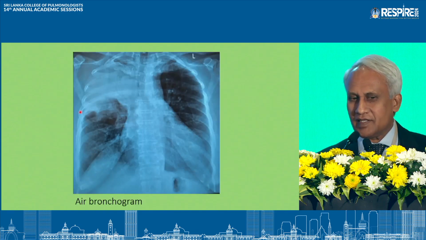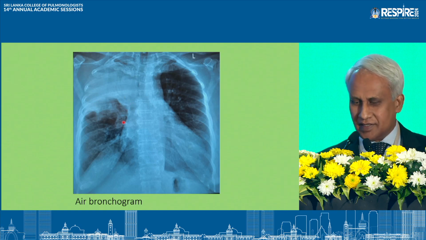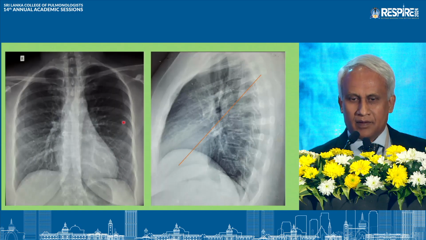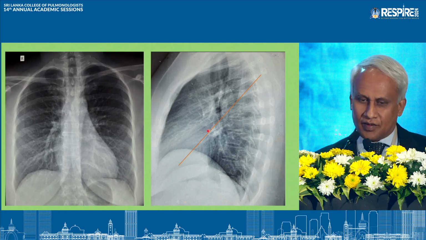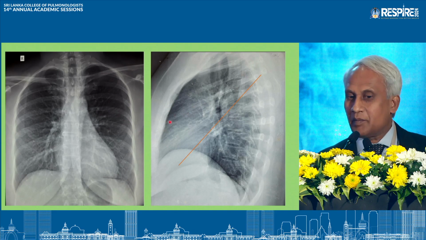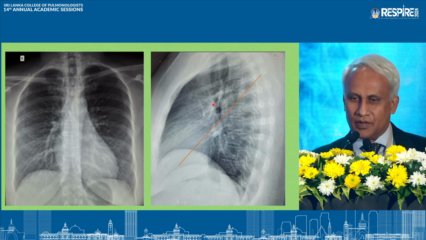Another patient with opacity with air bronchogram effect suggesting consolidation. So this is again the oblique fissure. So this is the upper lobe. You know the upper lobe bronchus divides into upper division and the lingular lobe.